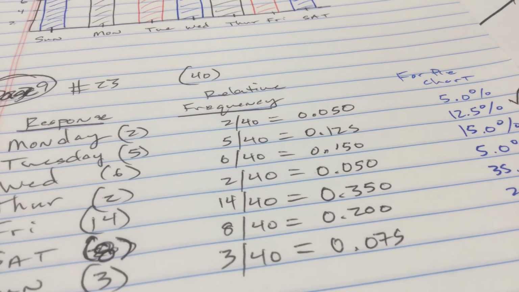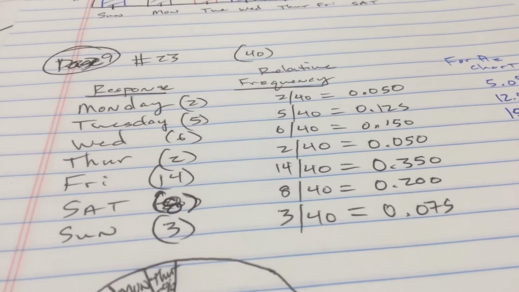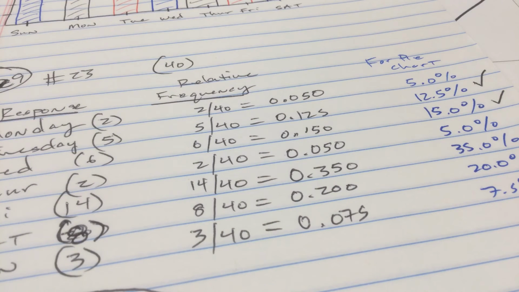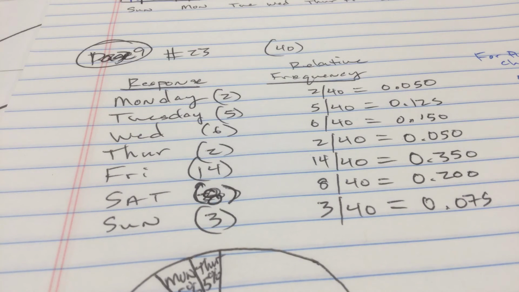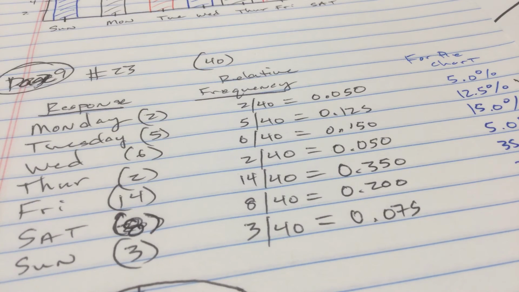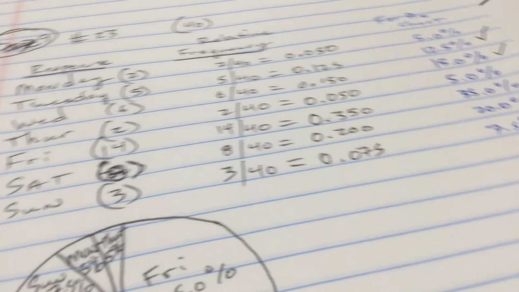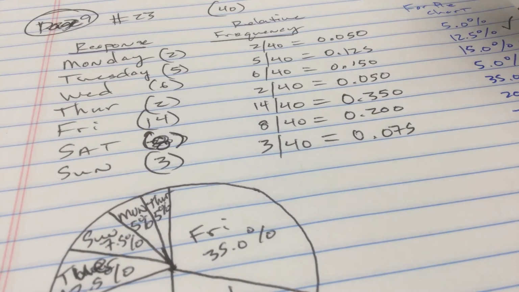Wednesday, 6, relative frequency 0.150. Thursday, 2, relative frequency 0.050. Friday, 14, relative frequency 0.350. That's the work you're going to show for me later, especially on your homework. Saturday, 8 out of 40, relative frequency 0.200. Sunday, 3 out of 40, 0.075. So this is the relative frequency.